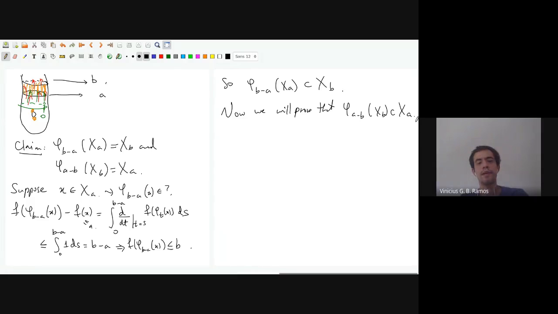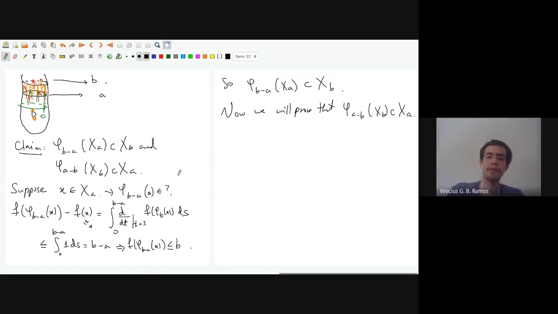Okay, and then because phi of b minus a is the inverse of phi of a minus b, this is going to have to be a diffeomorphism, and the images are going to be equal. So maybe I should just say the claim is that this is contained here, and this is contained here. And because these are flows, we know that one is the inverse of the other. So when you apply this and you apply this, you have to get the identity on x_a, and vice versa for x_b.